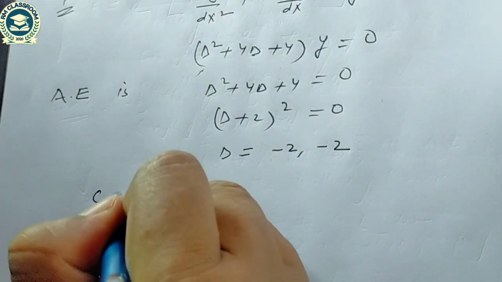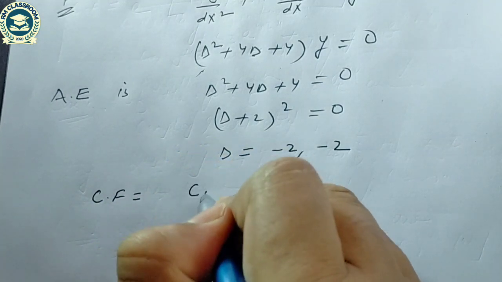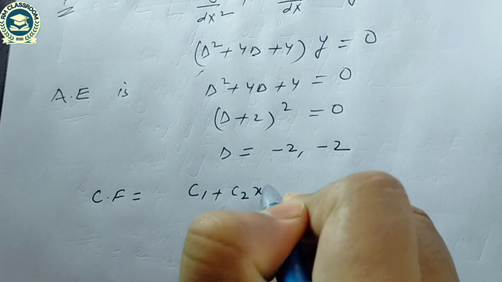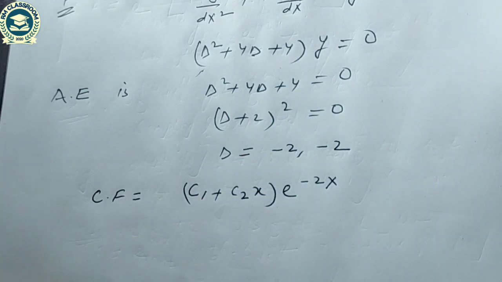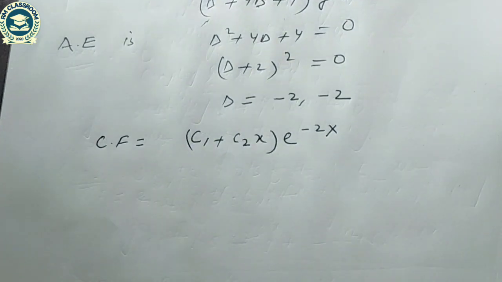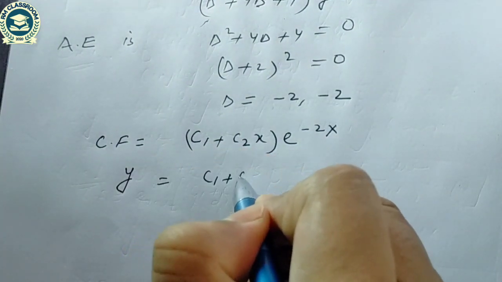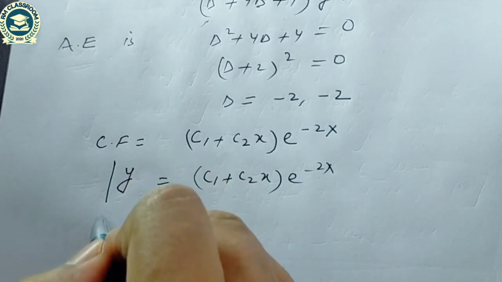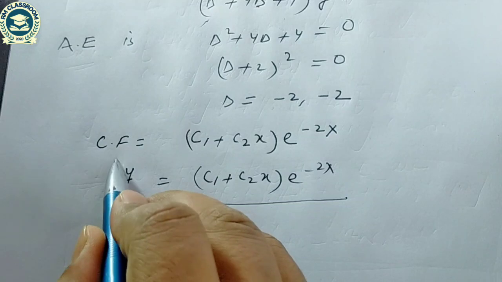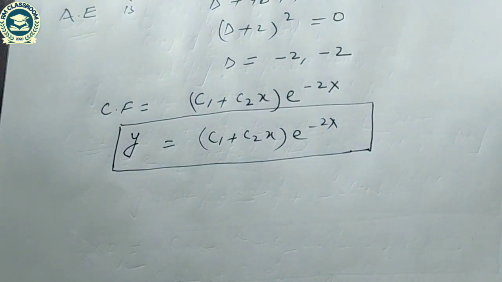So the complementary function can be written as (c1 plus c2x) into e to the power minus 2x. So the solution is y is equal to (c1 plus c2x) into e to the power minus 2x, and these c1 and c2 can be computed by using boundary conditions.